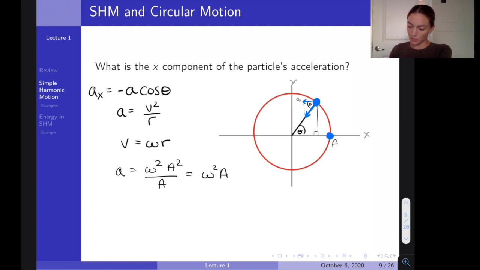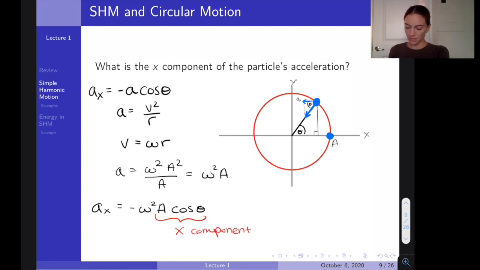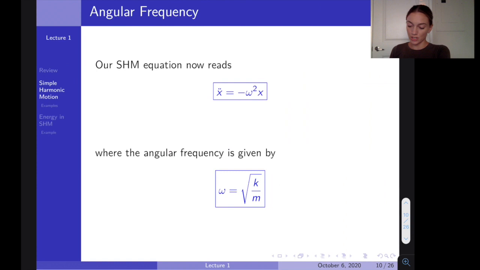So let me replace this a with this. And now I have that the x component is negative omega squared times the radius times cosine theta. But we already saw a times cosine theta, right? This was just the x component of the position. So we can see here that the acceleration, which we know is the double derivative of position, is directly proportional to the position. So that means that we have our simple harmonic motion differential equation again.